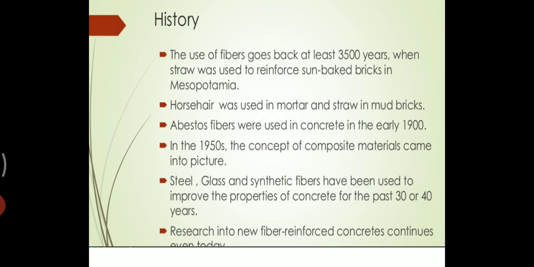So let us see some history of fiber reinforced concrete. The use of fibers goes back at least 3,500 years, when straw was used to reinforce sun-baked bricks in Mesopotamia. Then horsehair was used in mortar and straw in mud bricks. After that, asbestos fibers were used in concrete in the early 1900s. In the 1950s, the concept of composite materials came into the picture. At that time, steel, glass, and synthetic fibers have been used to improve the properties of concrete for the past 30 or 40 years. Research into new fiber reinforced concrete continues even today.